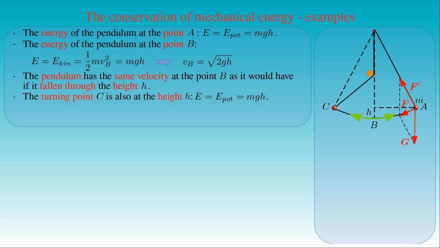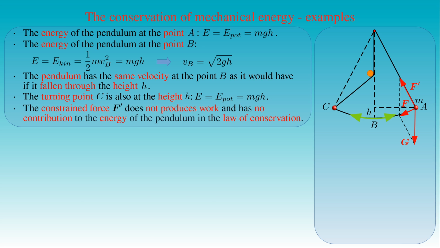Since the constrained force F' is always perpendicular to the path of the swinging point mass, it does not produce work and has no contribution to the energy of the pendulum in the law of conservation. This example illustrates the conservation of mechanical energy for a body traveling along a given curve or over a given surface, provided the net force of the unconstrained forces acting on the body is a conservative force.